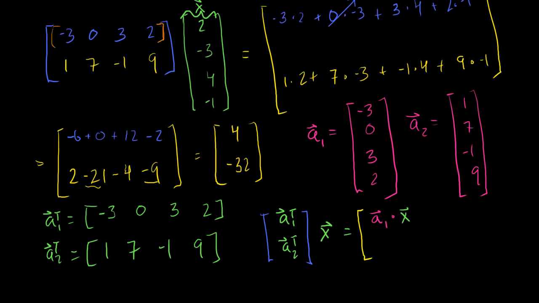And then obviously the second row is going to be vector A2 dot x. The second row is A2 dot x: 1 times 2 plus 7 times minus 3, plus minus 1 times 4, plus 9 times minus 1. So just like that. This is one way to view it: a matrix times a vector is just the transpose of its rows dotted with the vector you're multiplying it by.